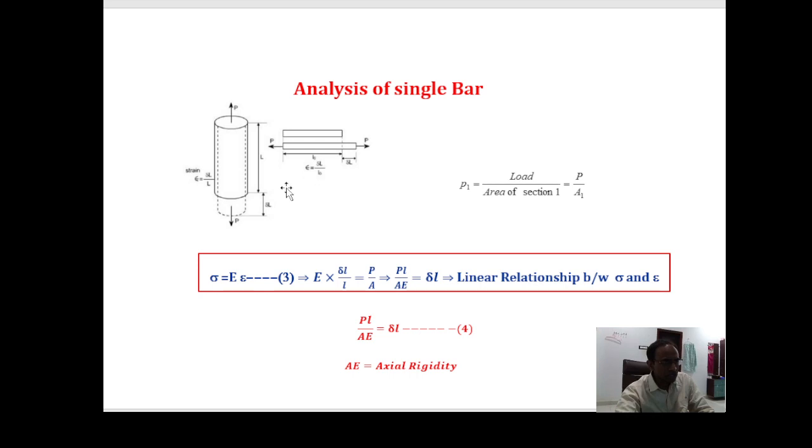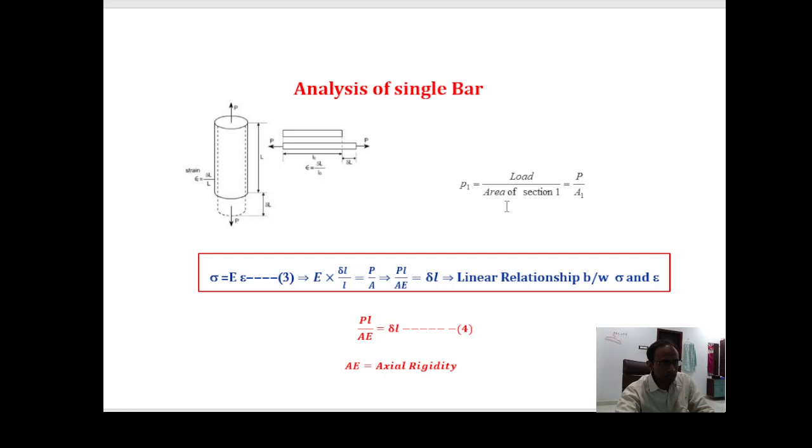If you take a single bar, or a cylinder, and apply a pulling force, or even a push force, it will be extended. You can see this is the modified shape of the cylinder or bar. Initially it is L, and now it has been stretched by an additional amount delta L. So the strain resulting from such loading is delta L by L.